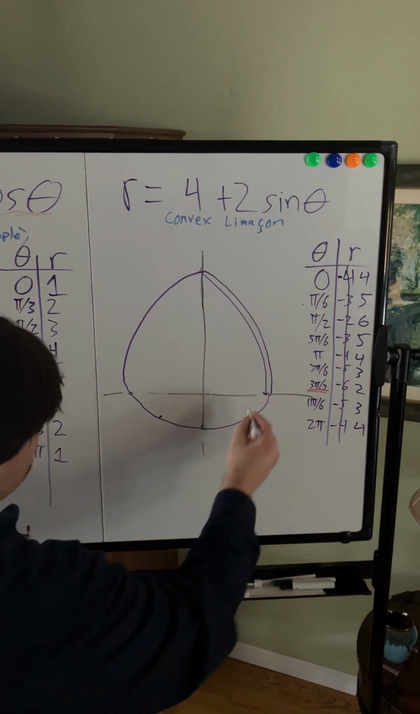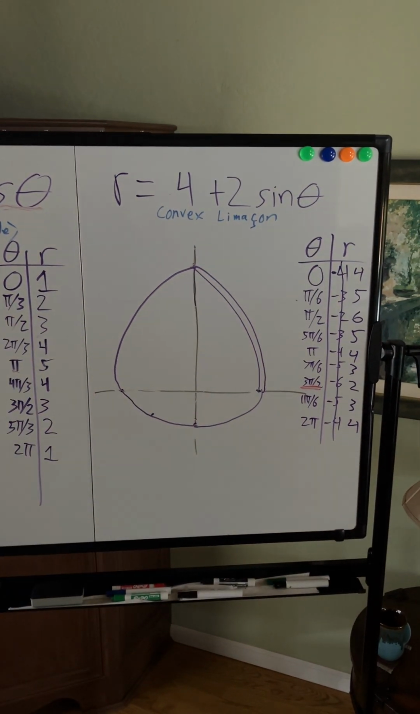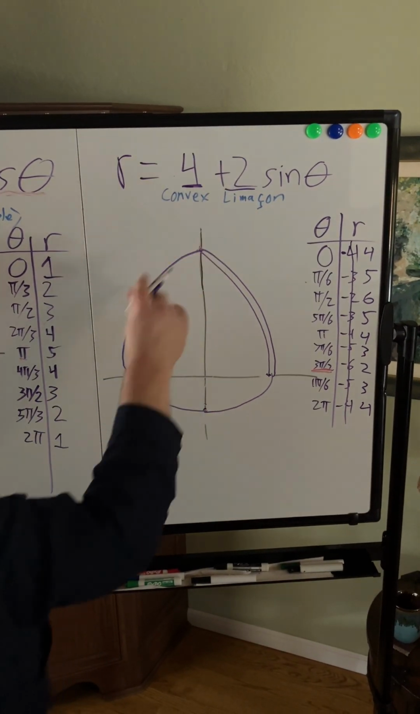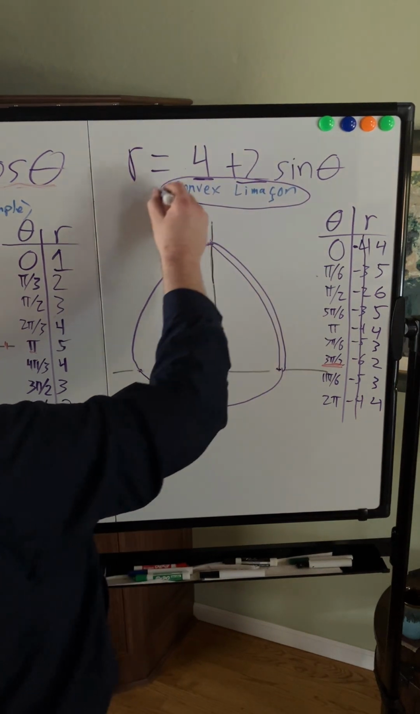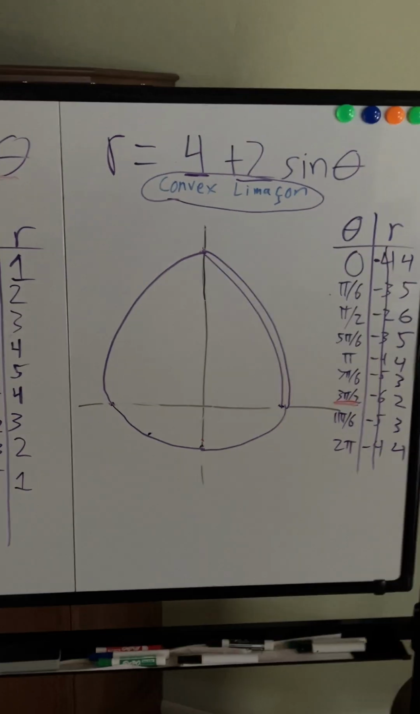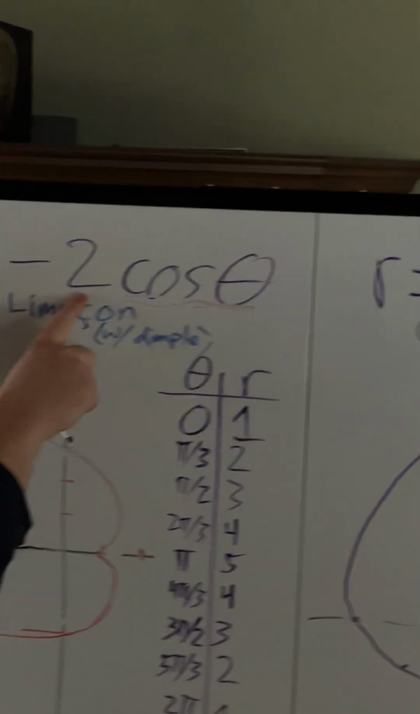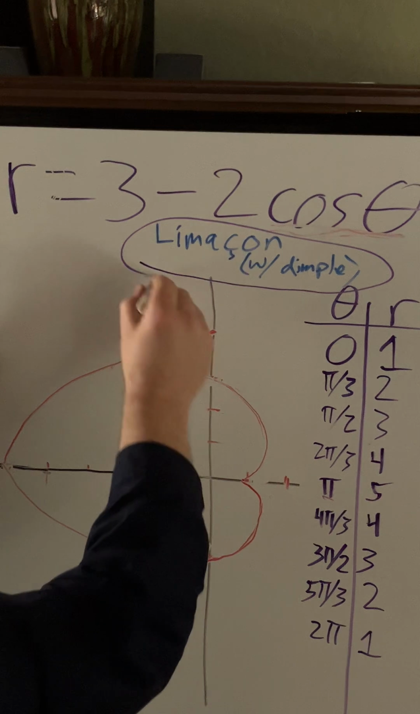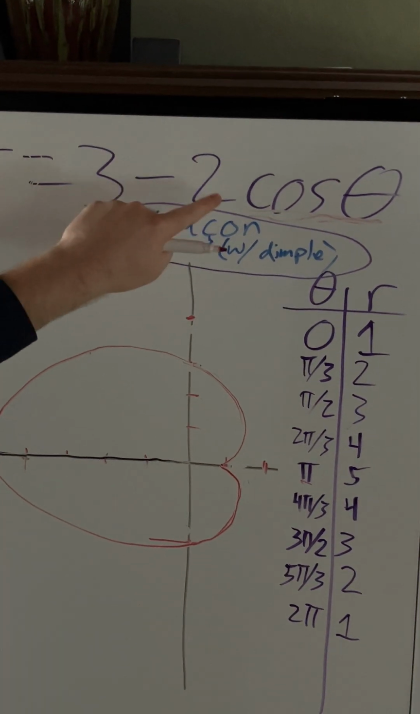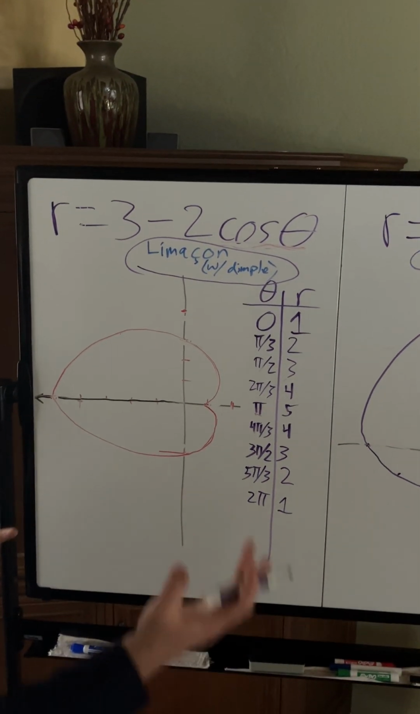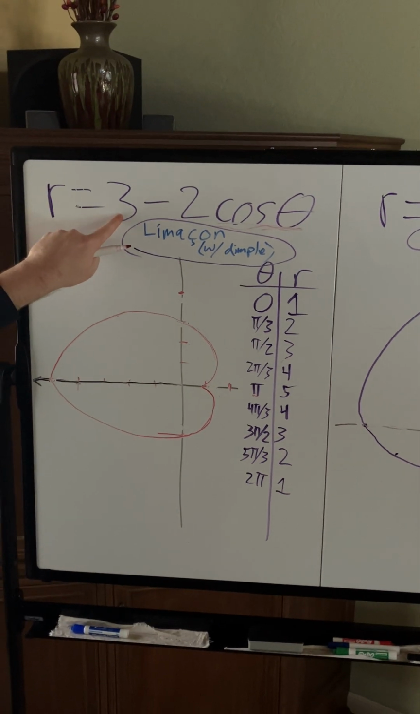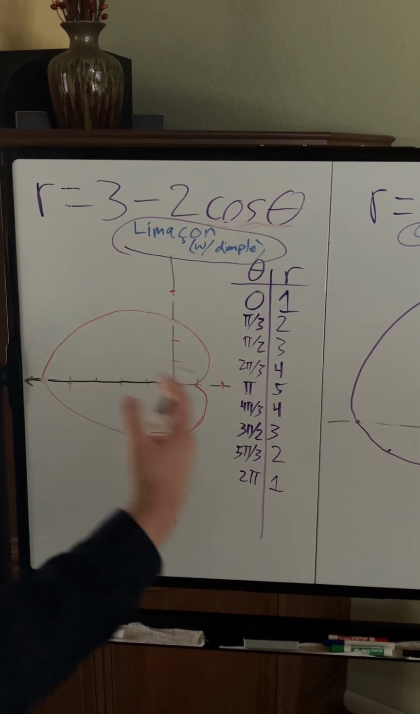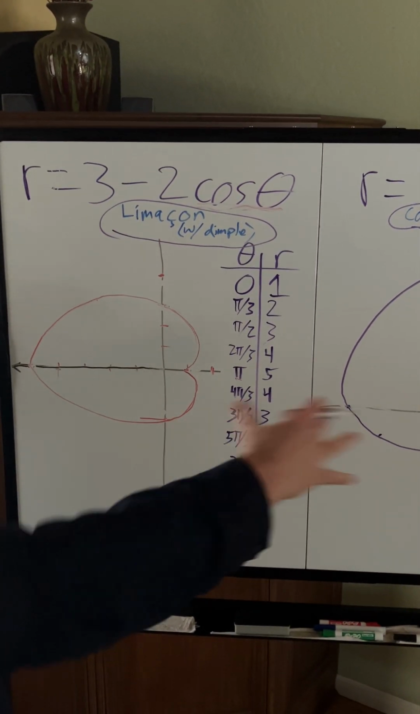That could be there. So what's interesting is we notice, if this number is double that number or greater, you end up with a convex limaçon. If this number is more than that number but not quite double, you're going to get a limaçon with a dimple. If these numbers are equal, you're going to get a cardioid like we saw before. And if this number is less than that number, you'll get a limaçon with an inner loop like we saw before. So that covers all those graphs.